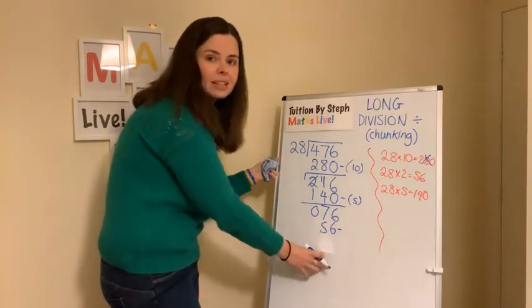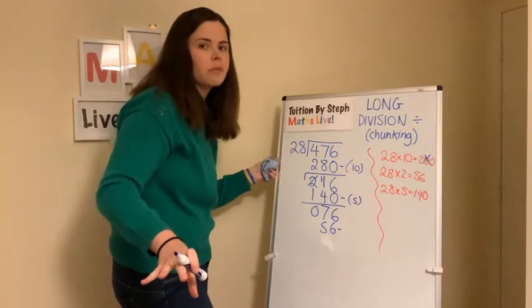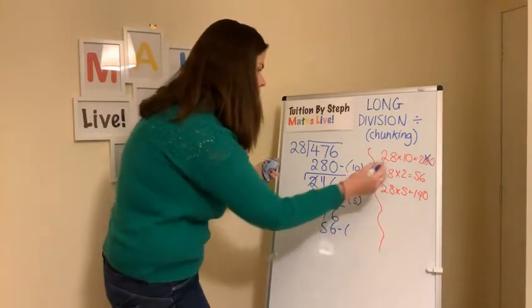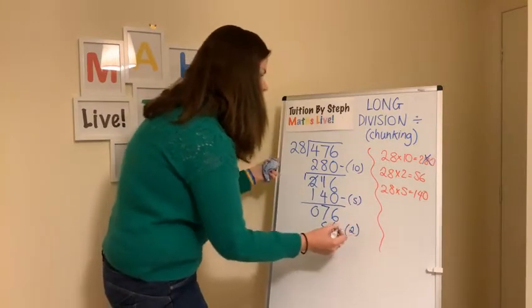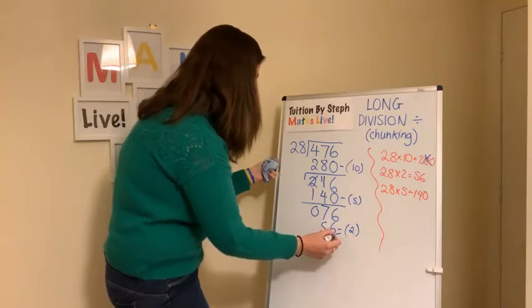And what I need to do is get to 0. These lessons today, there's going to be no remainders, so you're aiming to get to 0. So 56 is 2 lots of 28. So 6 and 6 is 0.